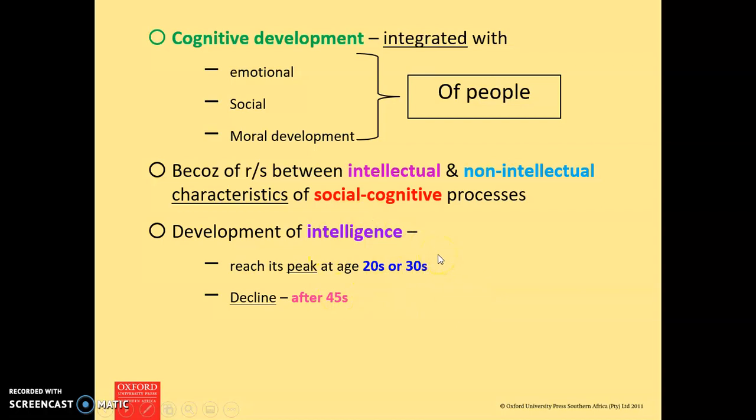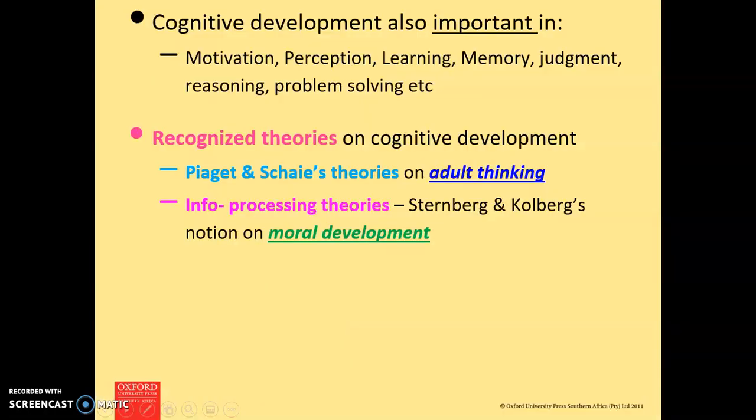That's why when there are students in the class at the age of 50 and 60, in the same class as younger classmates, they will tend to have a little bit of problem understanding some new topics compared to the younger students, because younger students in their early 20s are at the peak of their intelligence. That's why they could understand new knowledge better than those who are over 40 years of age. And cognitive development is also important in motivation, perception, learning, memory, judgment, reasoning, problem solving, and so on.